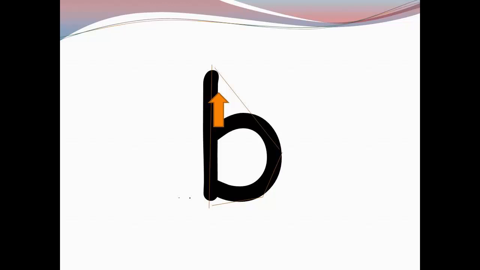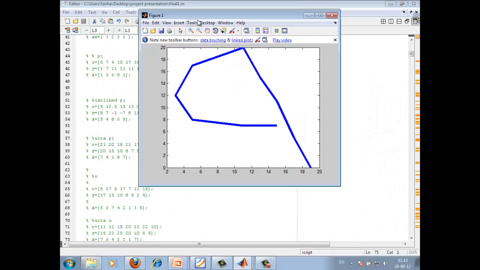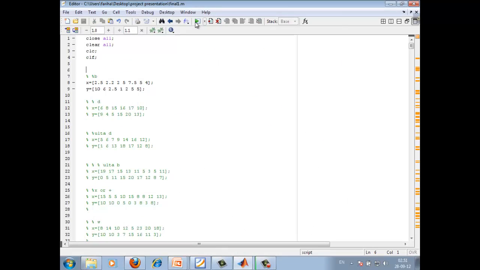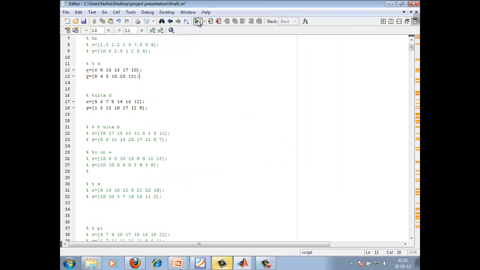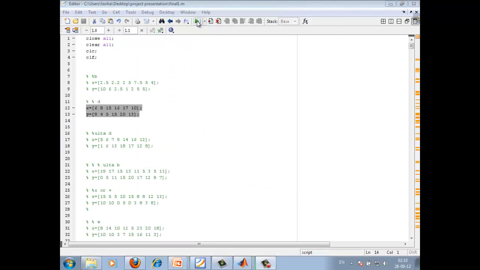If the smallest angle is less than 65 degrees, the program enters the part where we decide whether it's b or d. For differentiating b and d, we have used the value of X average and Y average.